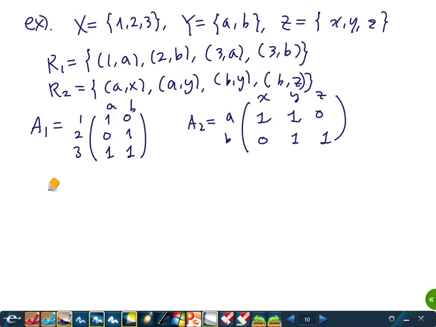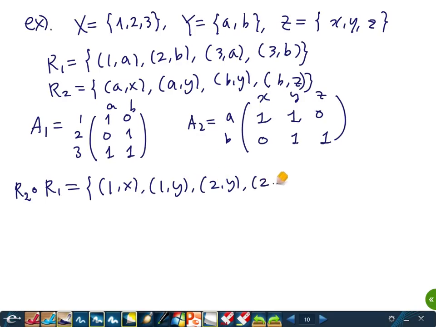Now, if you compute the composition of R1 and R2 just by using the definition, we know 1 comma a and a comma x, so we have 1 comma x, and 1 comma y. I'm going to write down this like this. 3 comma z. If you compute them, then you can see this.